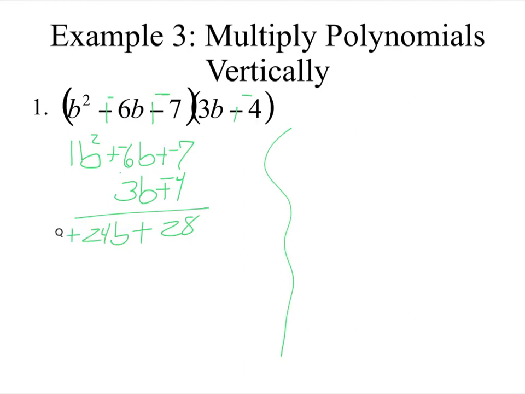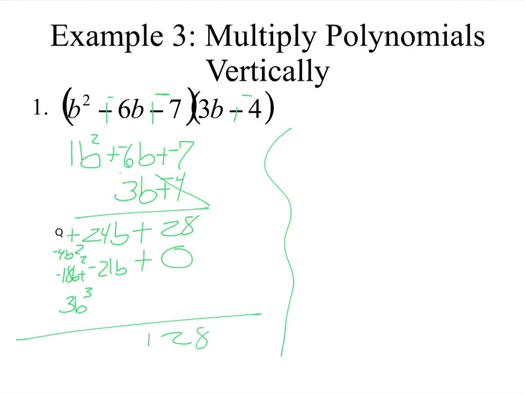Negative 4b squared. I'm running out of room. So we're done with the negative 4 now. We put a 0 as our placeholder and we move in. 3b times negative 7 is negative 21b. 3b times negative 6b is negative 18b squared. And 3b times 1b squared is 3b cubed. Kind of ran out of room, but that 3b cubed should be right next to the negative 18b squared. So now we're going to add down.